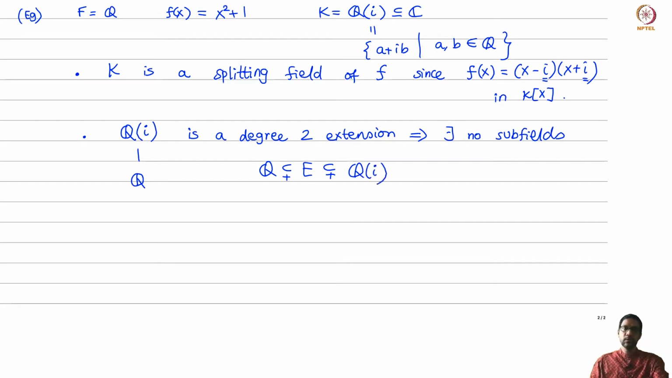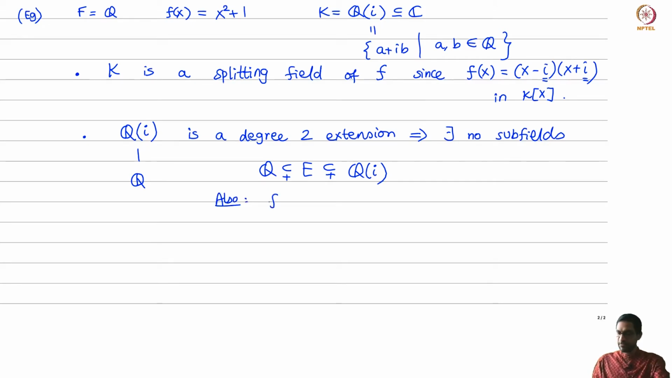Because 2 is a prime number, and you've seen that degrees of extensions are multiplicative, when you have a degree 2 extension, it doesn't admit any subfields. So there can't be E's which are strictly between Q and Q(i), and of course for E equal to Q itself, the polynomial f doesn't split over Q. We also need to check that Q itself is not going to work, and that is clear here.